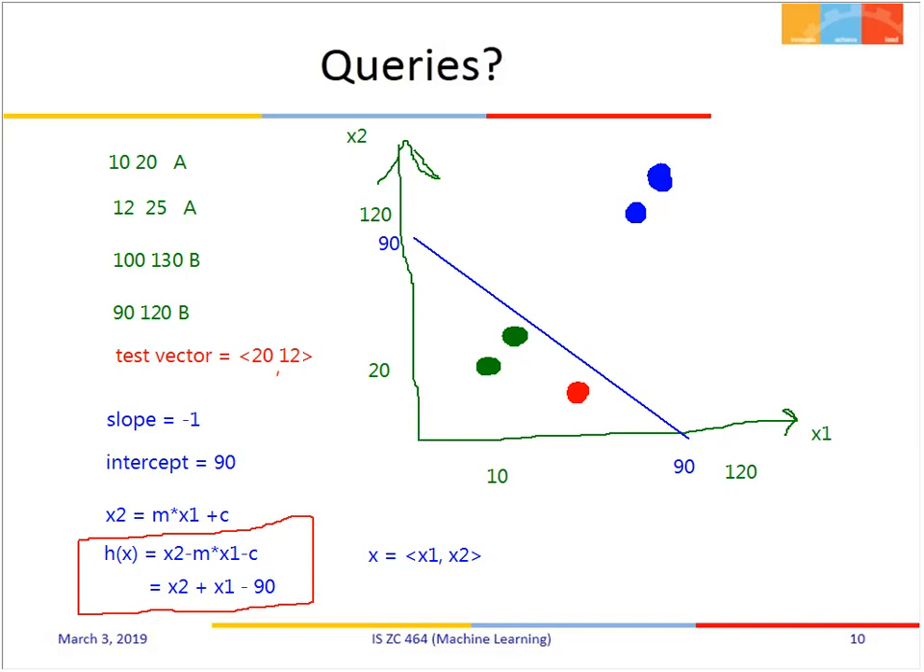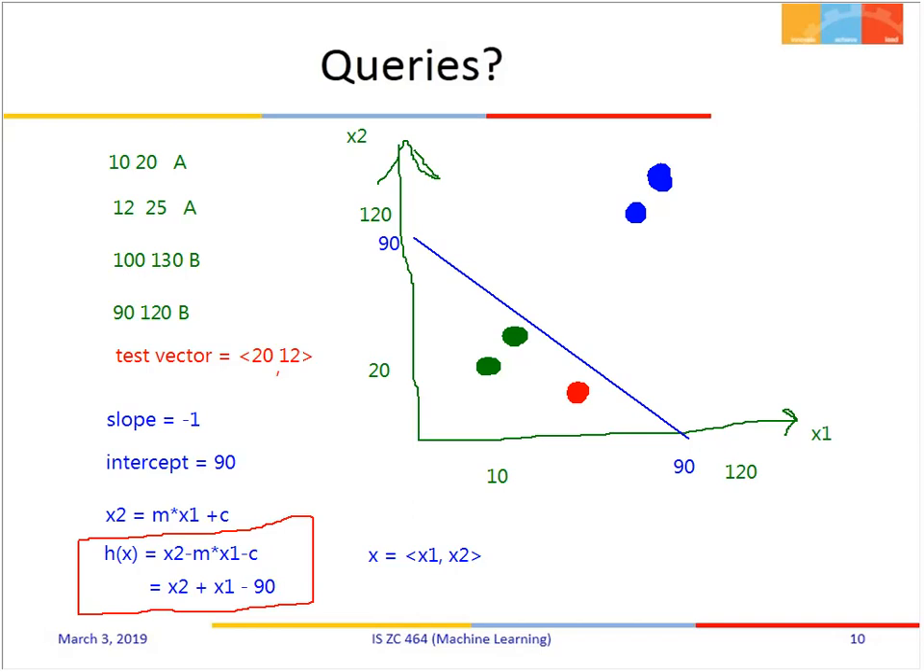which I have marked within this rectangle in red color. So once this hypothesis is made, how are you going to test, how are you going to classify this test vector? What will you do? You will say h of 20, 12, that is the test feature vector. This will be equal to, then you substitute the values of x2 and x1. So what is x2? x2 is 12 in this case, plus x1 is 20. So what does it become? 32 minus 90. What is its value? This is, of course, less than 0.